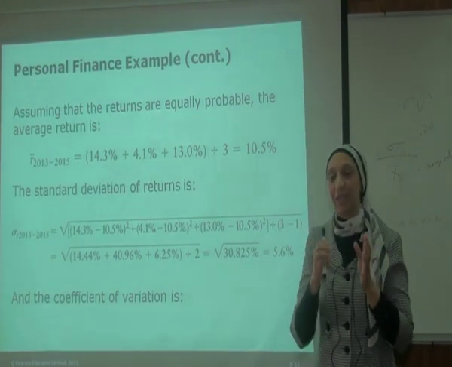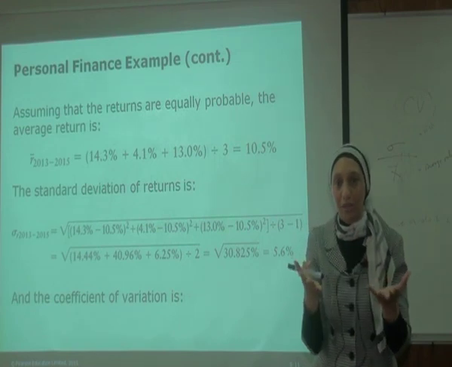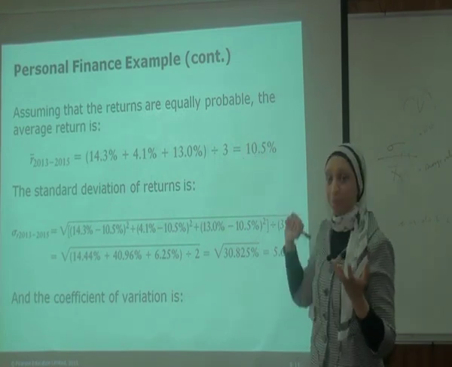We mentioned that the risk is the deviation from the norm. What is the norm here? The norm is the average return.